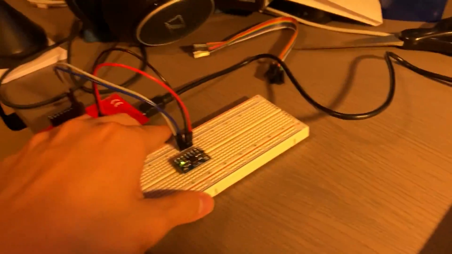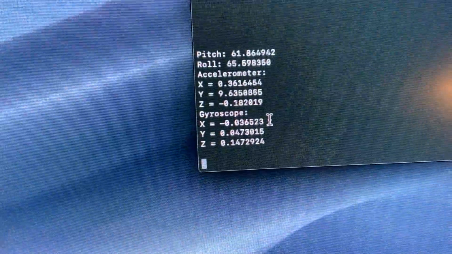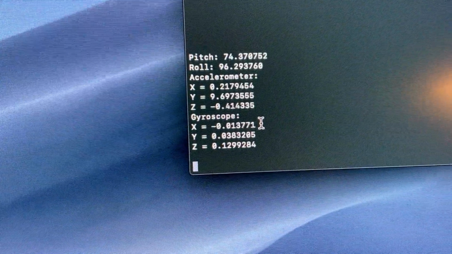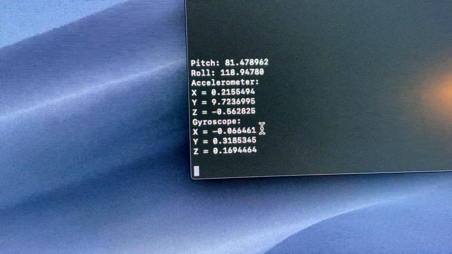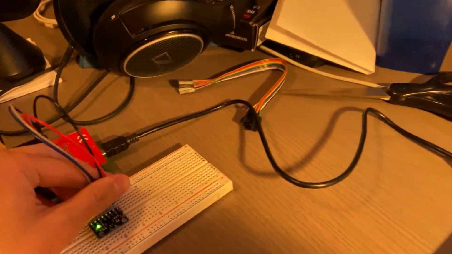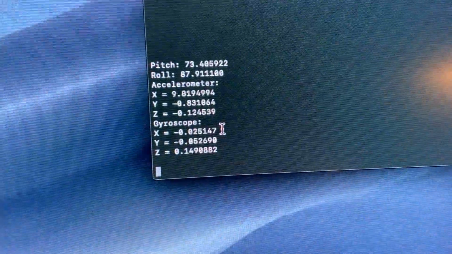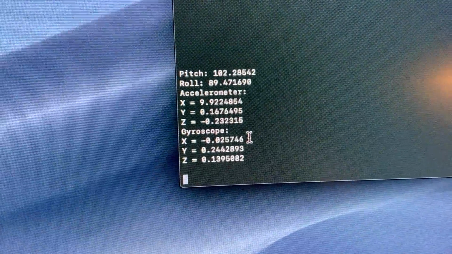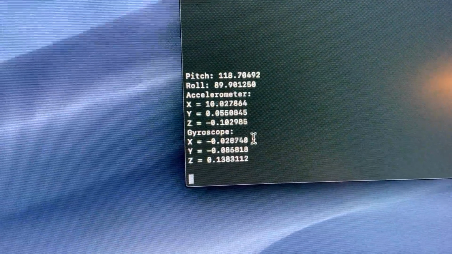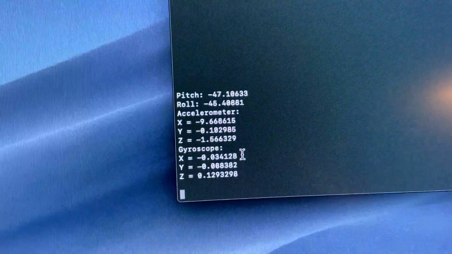So if I make the board stand up like this, that is the y-axis, whereas every other value on the accelerometer is 0. And if I put it to the side, that is actually the x-axis, and that is near gravity acceleration, almost 9.8 meters per second squared. And if I put it to the opposite side of the x, you will get the negative value.